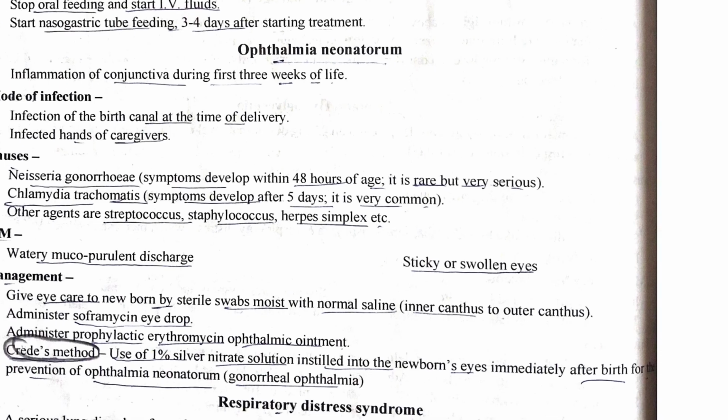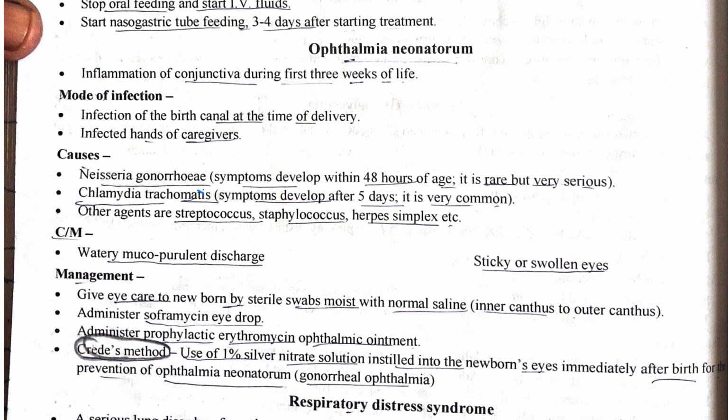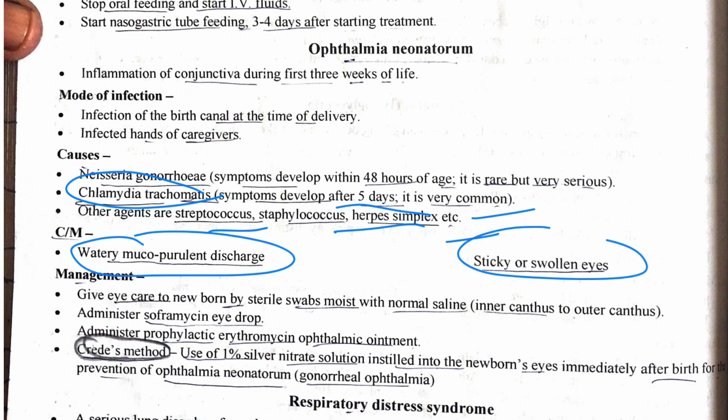Chlamydia trachomatis is another cause. Symptoms develop after 5 days and are very common. Other agents are Streptococcus, Staphylococcus, Herpes simplex, etc. Clinical manifestations: watery mucus, purulent discharge, sticky or swollen eyes.